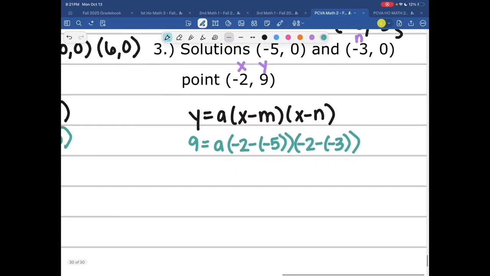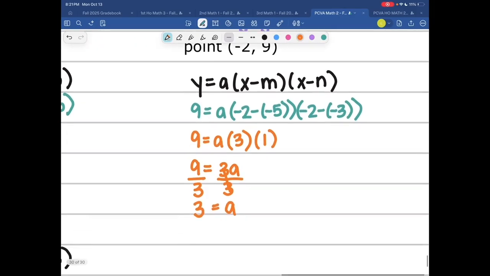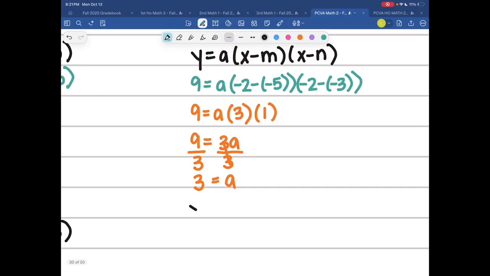And then we need to simplify. So I have 9 equals A. So -2 minus -5 is going to wind up being +3. And then -2 minus -3 is going to wind up being a +1. So 9 equals 3A. Divide by 3. And we get the A value is +3. So at that point, we put it all back together. So my A is 3.